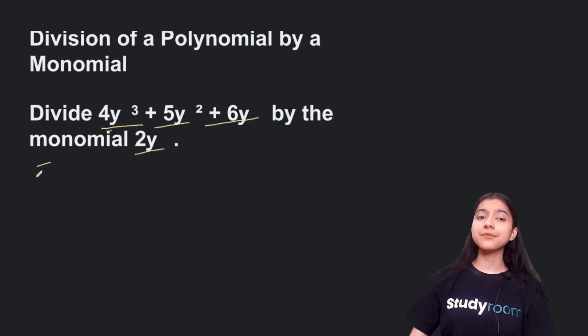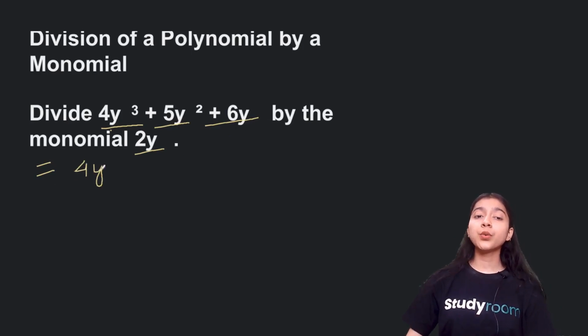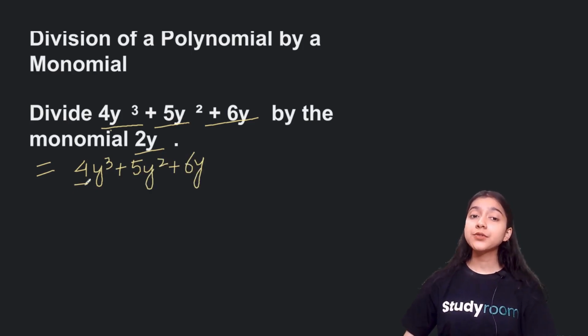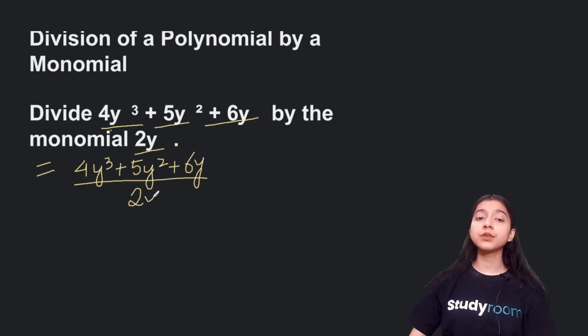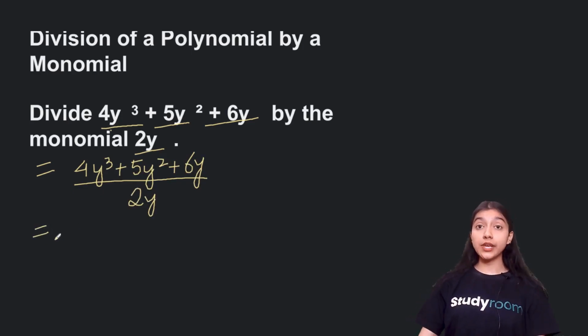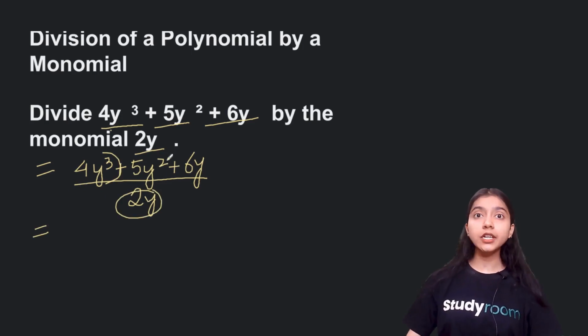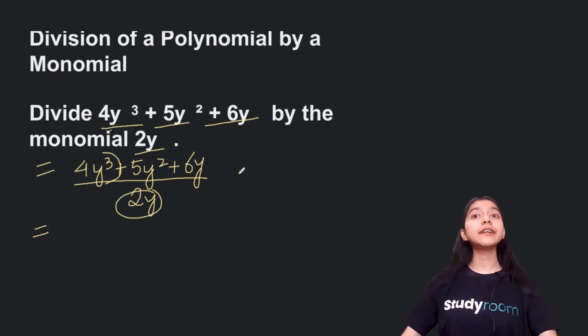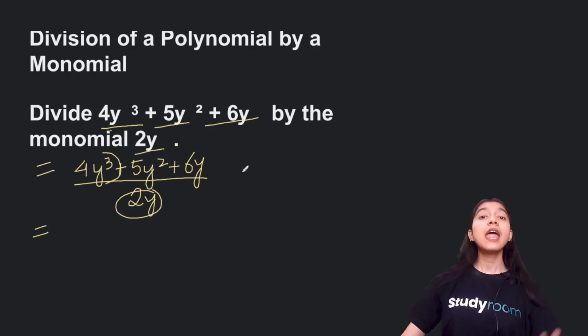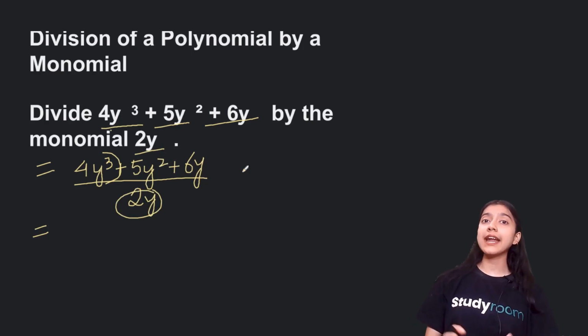So how to represent it? We can simply write it as 4y cubed plus 5 times y square plus 6 times y, and we have to divide the whole by 2 times y. Now what we can do in these types of problems is separate the terms. Separating the terms means we will take the first term of the numerator and divide it by the denominator, then take the second term of the numerator and divide by the denominator, and then take the third term and divide by the denominator, and write each of the terms in addition form.